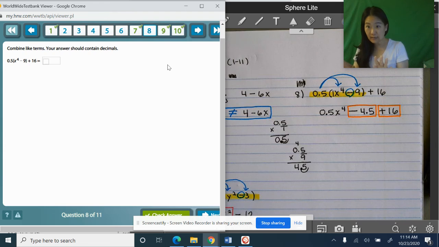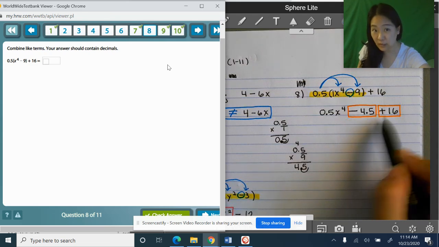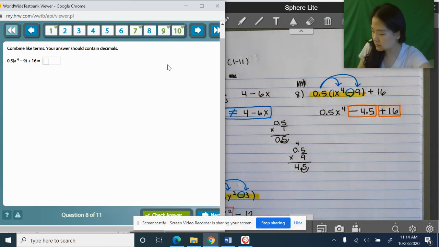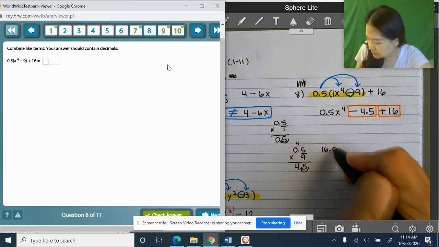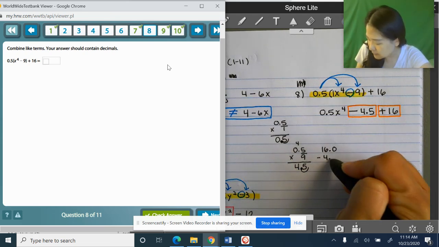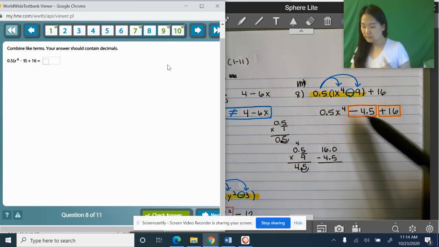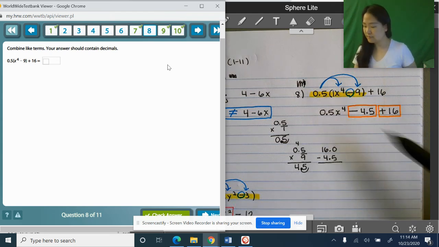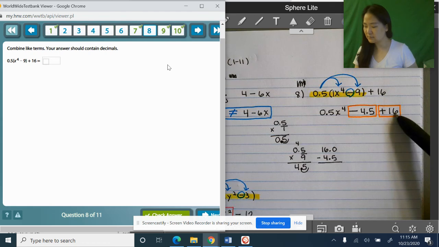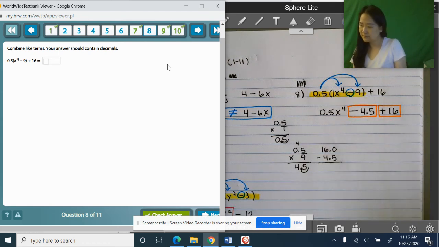So you might have to do that with your numbers too. So instead of doing 4 and 5/10 first, I'm going to put 16 first. So I'm going to do 16.0 minus 4 and 5/10. So you see, because this is a minus sign, this problem is the same as positive 16 minus 4 and 5/10. So that's what I'm doing right here.